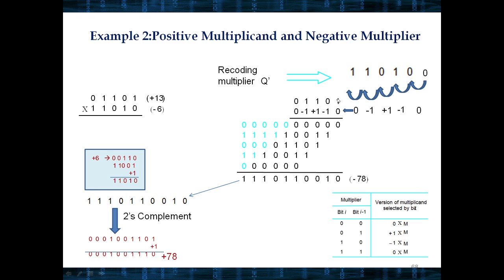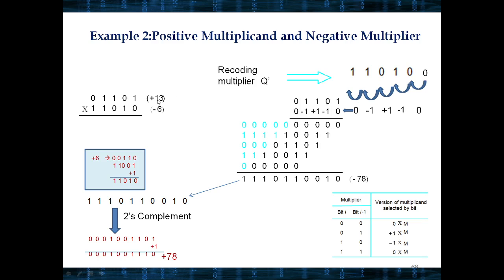So 0 times the multiplicand m is nothing but 0. We need to use the sign extension concept. Here the MSB bit is 0, so we'll fill the remaining bits with the 0 value. Then next is minus 1. Minus 1 means you have to take the 2's complement of the multiplicand. So that is nothing but 1 0 0 1 1.